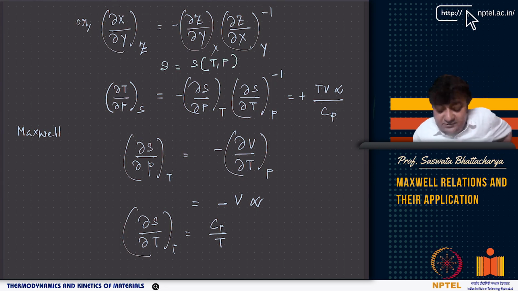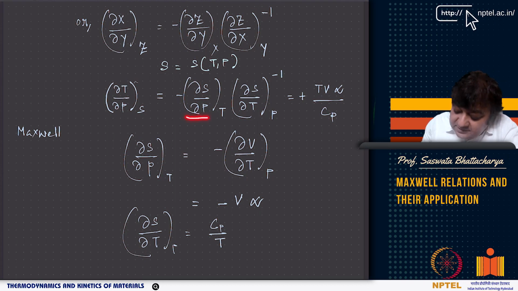Now if that is so, you have del t del p at fixed s, which is nothing but minus of del s del p times del s del t inverse, right? We are just using the cyclic chain rule. So we have this relation.